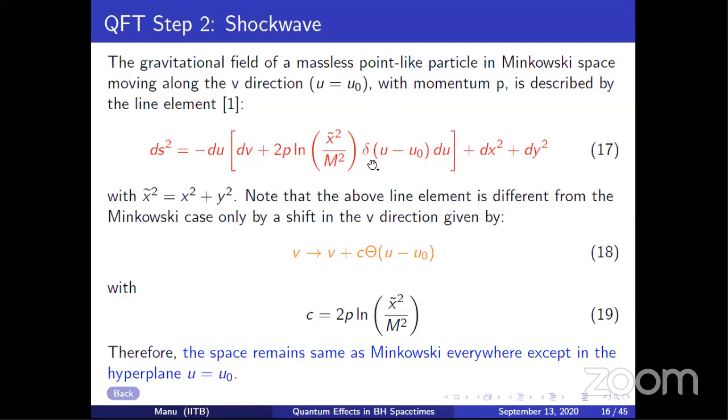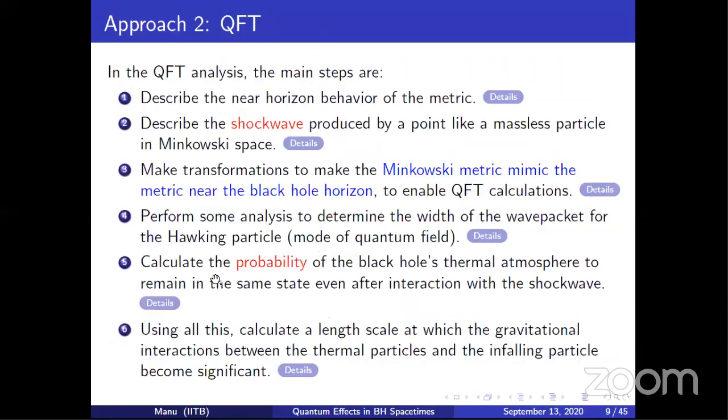And this is what they call the shock wave. Why they call it the shock wave is that you see this is non-zero only for a particular value of u. So it's like a wave of very high energy density only for u equals u naught, and everywhere else it is just plain Minkowski. So this shockwave interacts with the thermal particle. So that means it has nothing to do with what one observes as Hawking radiation. Yeah, exactly.